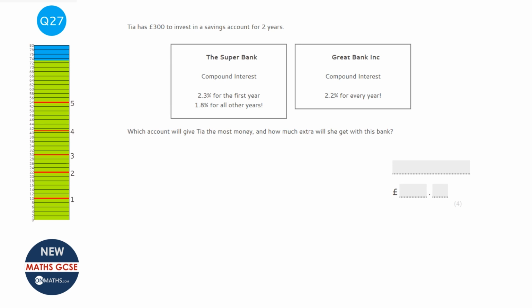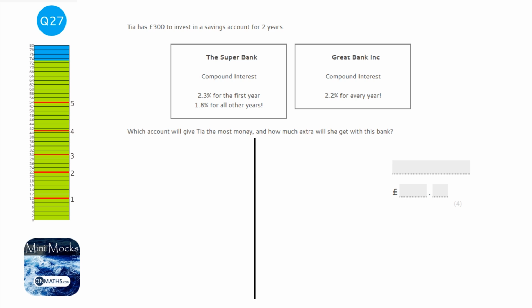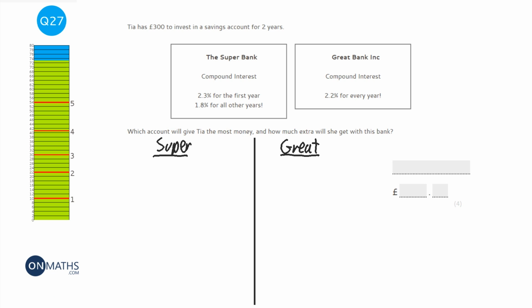In this question we're asked to compare two banks, and normally when I'm asked to compare something I just put a line down the middle of the working out, and I put one of them on the left hand side and one of them on the right hand side, and as long as it's identifiable which one is on the left and which one's on the right, you don't need to necessarily put the whole name down, but you can. So I'm going to start with a super bank. It says we have 2.3% for the first year and 1.8% for all other years. And we're doing this for 2 years at £300.